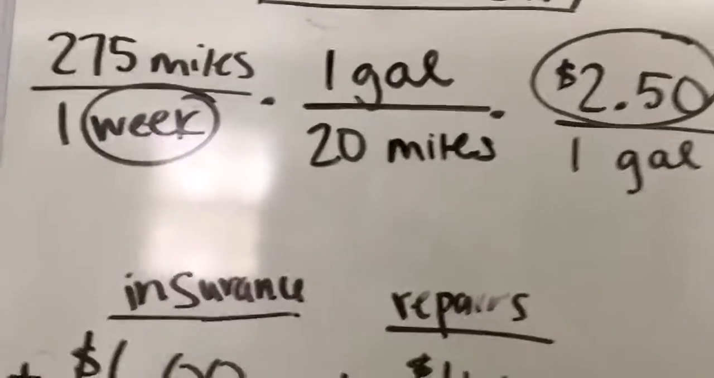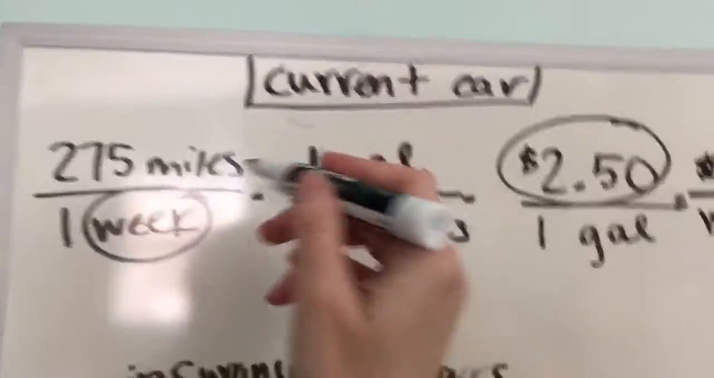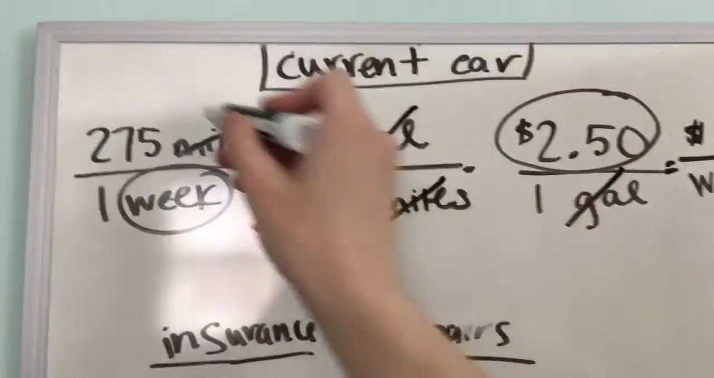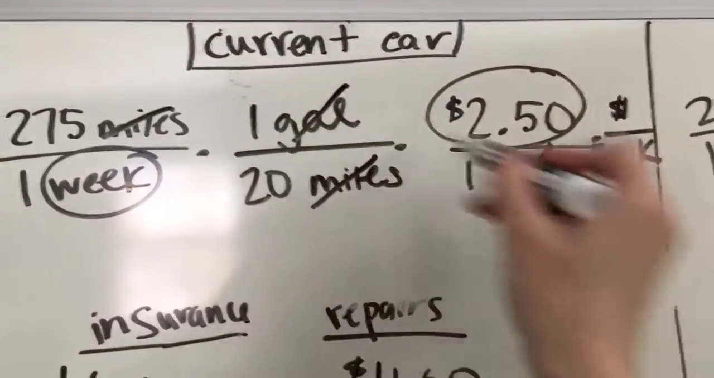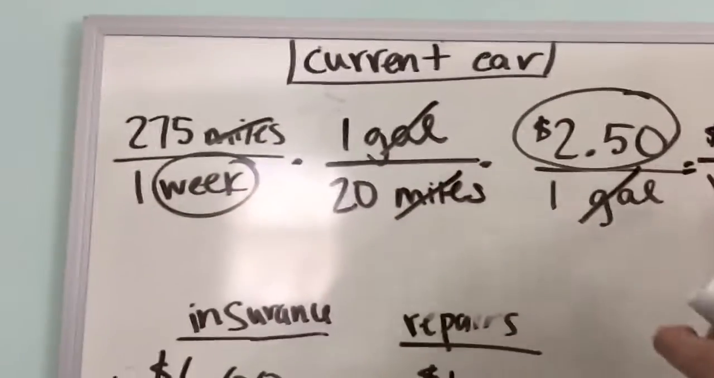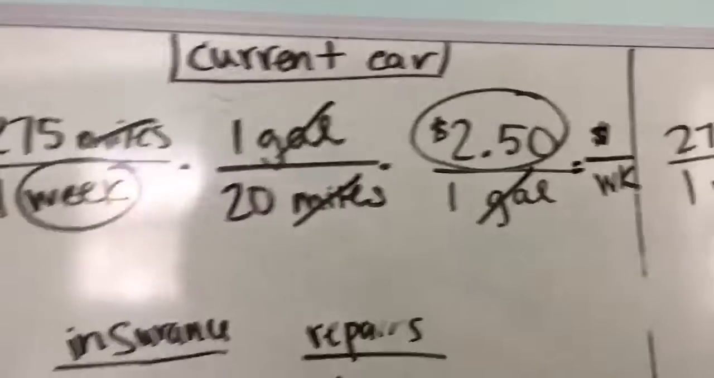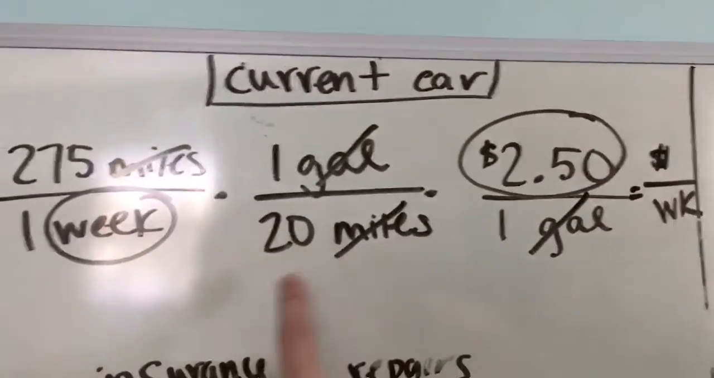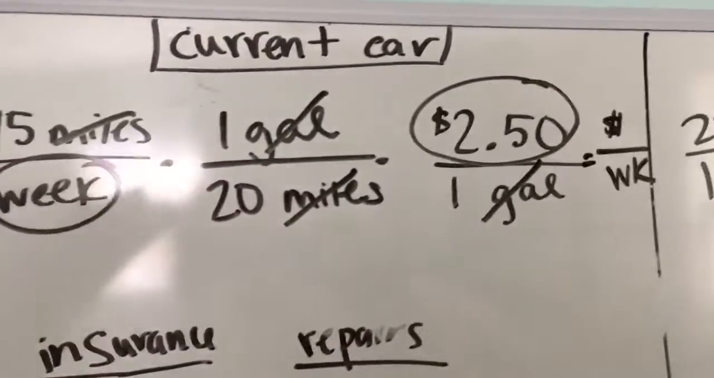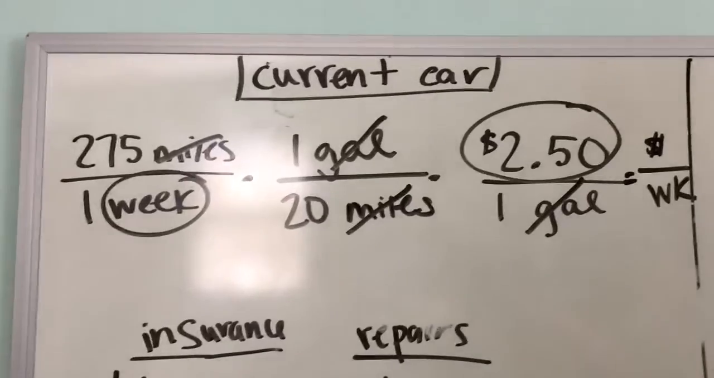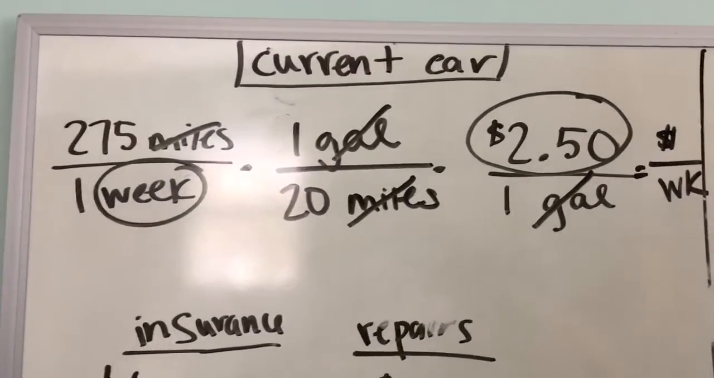Then I can go through and use unit analysis to cancel miles with miles and gallons and gallons. Remember, if they're on top and on the bottom, they're allowed to cancel. So that's what I did. Now I end up with cost per week. So I'm going to let you do the math there. Multiply across the top, get a number. Multiply across the bottom, you're going to get 20, and divide it. That will give you the cost per week to drive your current car.